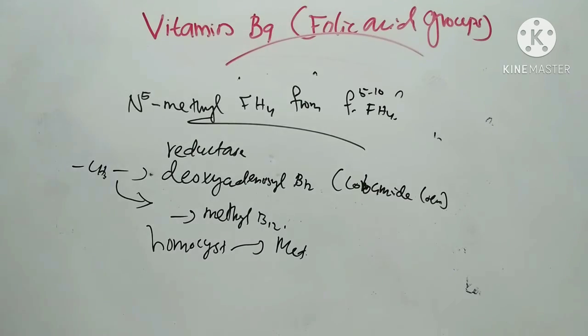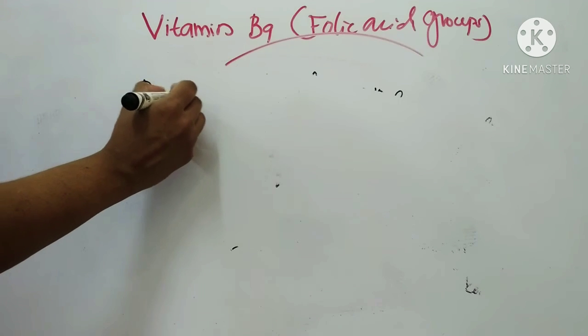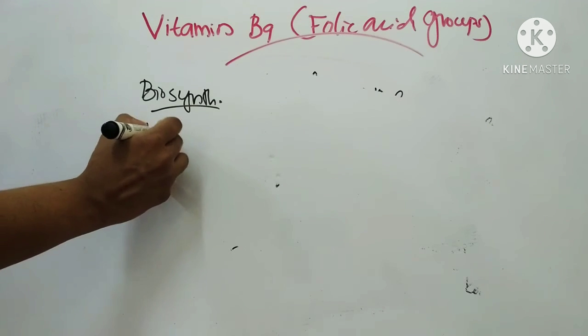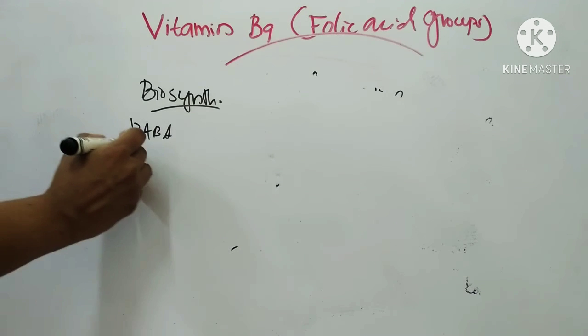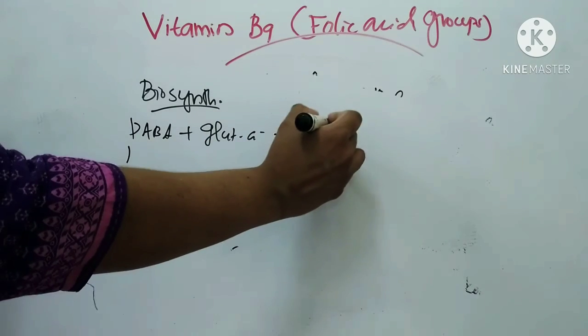Next we will see the biosynthesis of vitamin B9. Many microorganisms can synthesize folic acid. Some of them cannot synthesize para-amino benzoic acid, which has to be supplied in the diet. In the presence of ATP and CoA-SH, PABA reacts with glutamic acid to form para-amino benzoyl glutamic acid.